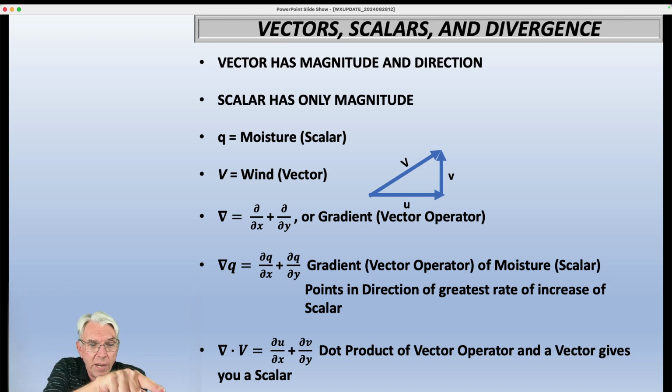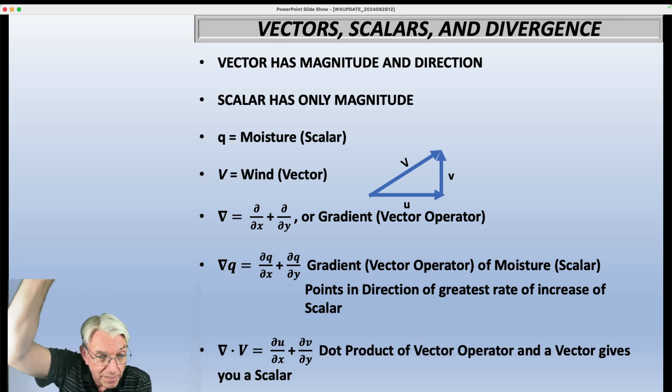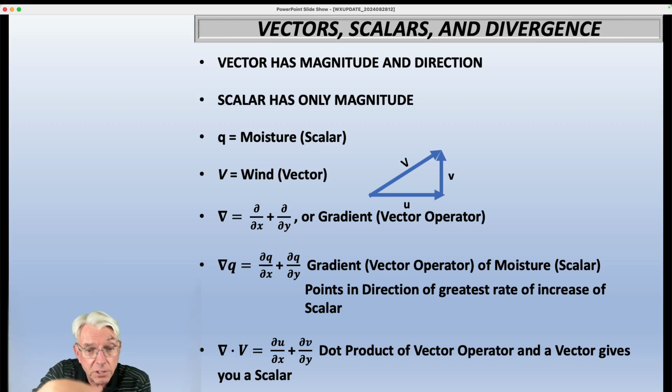So if you have a bunch of equal temperature lines, isotherms that are oriented east-west, the quickest way to get to a higher value is to move in a line perpendicular to those lines of equal temperature. If you move at an angle, it's going to increase, but it's not going to increase as fast, okay? So the gradient vector is going to be pointing perpendicular to those lines of equal temperature, equal moisture, or whatever, okay? And that's the direction the gradient vector points. Now, you can also do something called a dot product with the del operator.